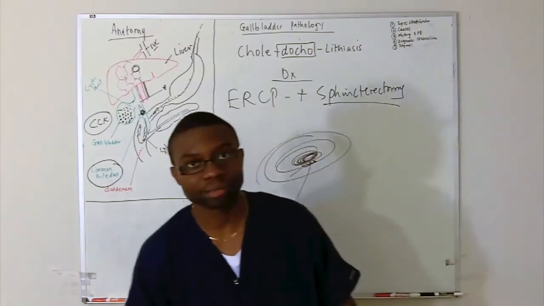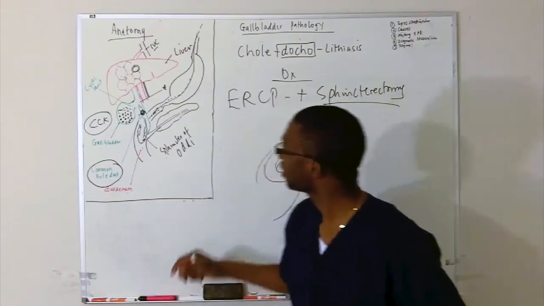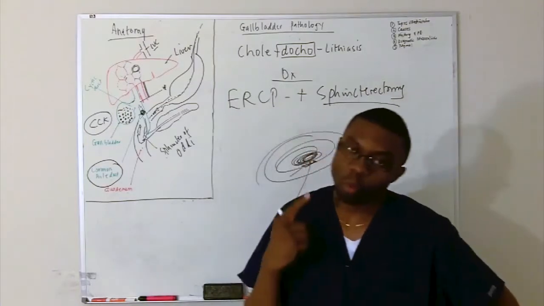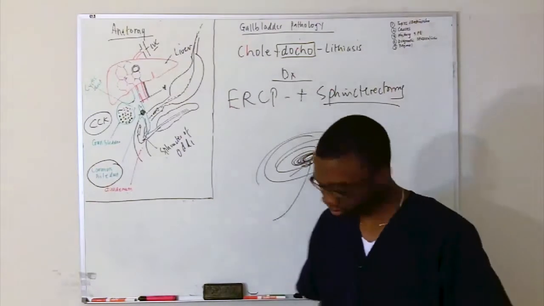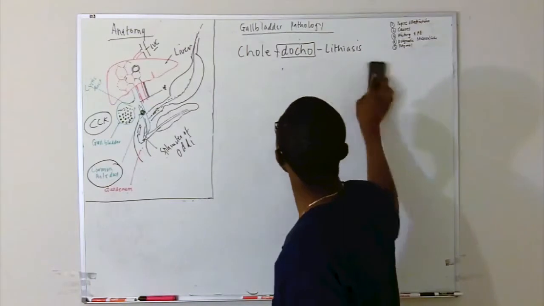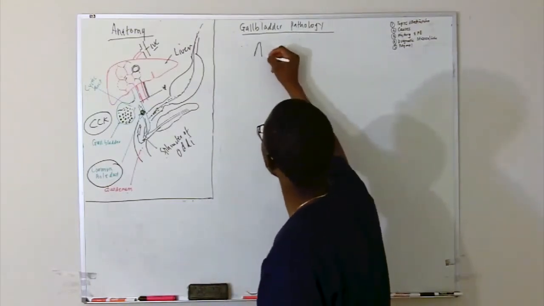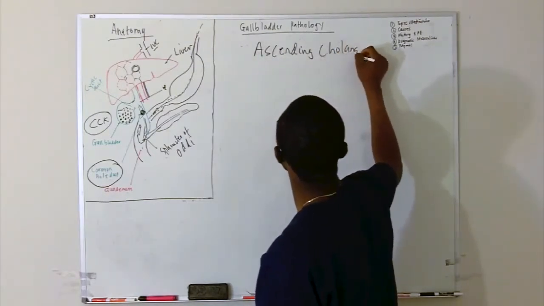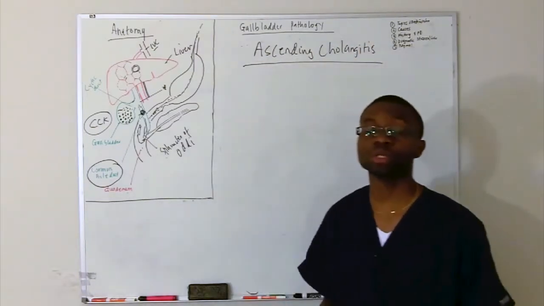You say, "Yeah, good." Now, because there are complications to choledocholithiasis, we need to talk about those complications. And one of the complications is what? Ascending cholangitis. So, ascending cholangitis. Let's talk about that for a second. This is one of the complications of choledocholithiasis.